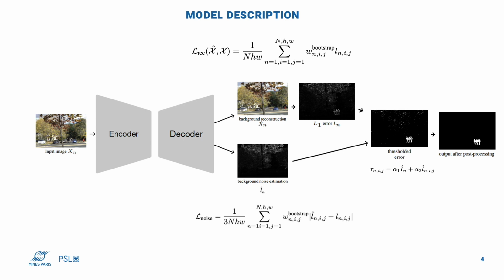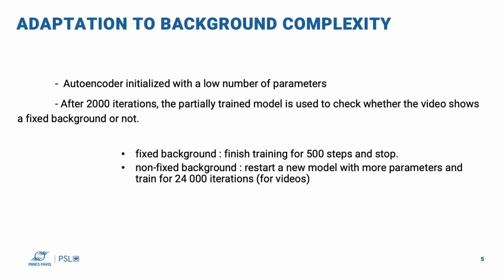During inference, we get directly the background reconstruction from the autoencoder. In order to build the foreground segmentation mask, we perform a thresholding of the L1 error map using a pixel-wise threshold, which is computed as a weighted sum of the average illumination of the reconstructed background and the predicted level of background noise at this pixel. A morphological post-processing is then performed to get the final segmentation mask.